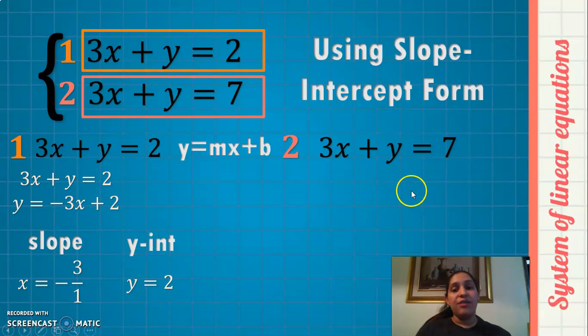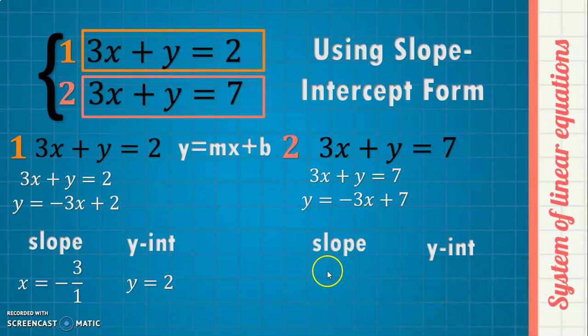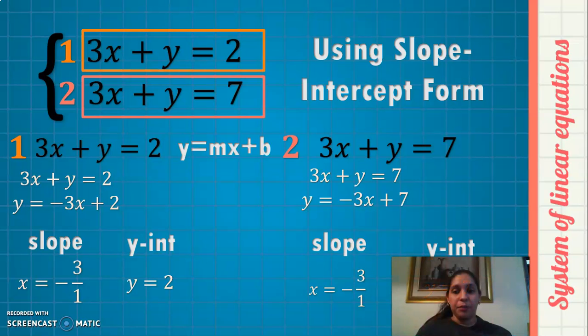Now, I need to do just the same for the other one. 3x plus y equals 7. Well, on here, I don't have it in my slope-intercept form. Again, I need to leave my y completely alone. So I move my 3x, that is adding on here, to the other side, subtracting. Now that I have it in my slope-intercept form, I can define which one is my slope and which one is my y-intercept. My slope is negative 3 over 1 and my y-intercept is 7. Okay, now that I found my y-intercept and my slope for each of the equations, I'm going to graph.